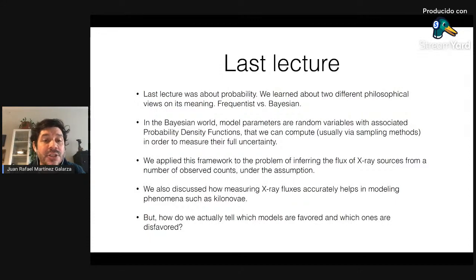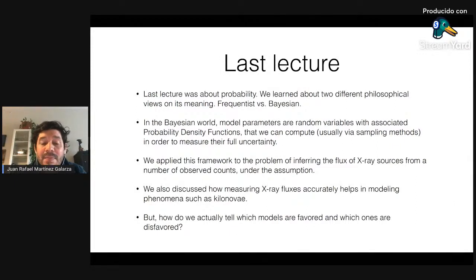And we applied this Bayesian framework to the problem of inferring the flux of X-ray sources from a number of observed counts. So all you have is a number of X-ray photons that have been detected by the telescope, and what you do is you apply Bayesian statistics to infer a flux model for those particular observations. And we also discussed the importance of doing those measurements in X-ray astrophysics, for example, in modeling phenomena such as kilonova. And when we measure the flux of something like a kilonova, we can start thinking about models that explain that flux. And the starting point, of course, is being able to accurately measure those fluxes.